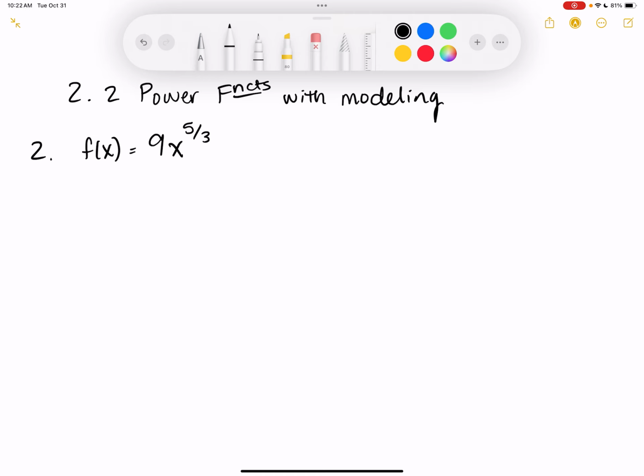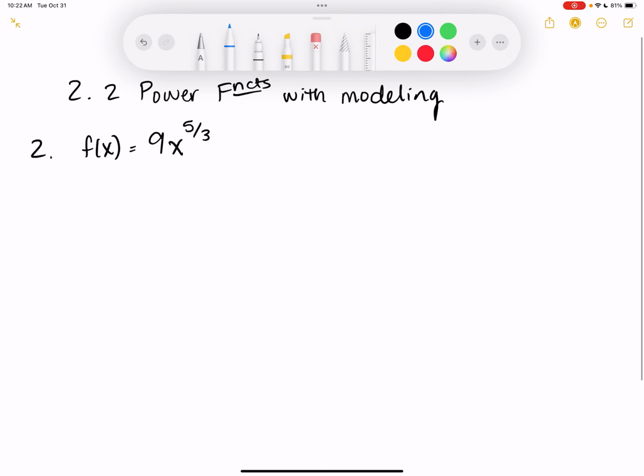I think so. I'm saying it is. Yes. What is the power? 5/3. And what is the constant of variation? 9.